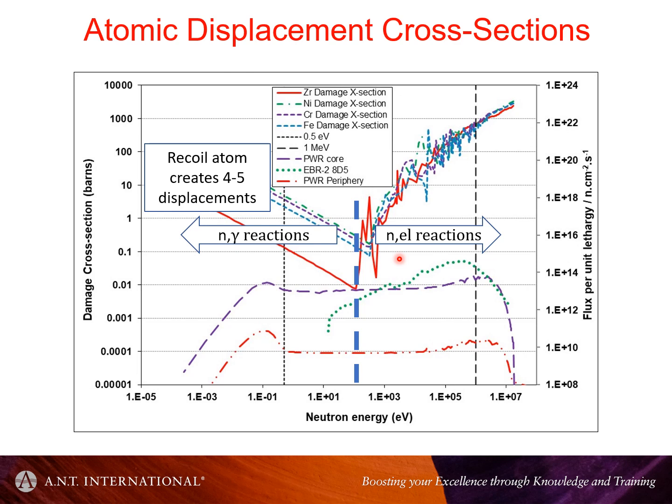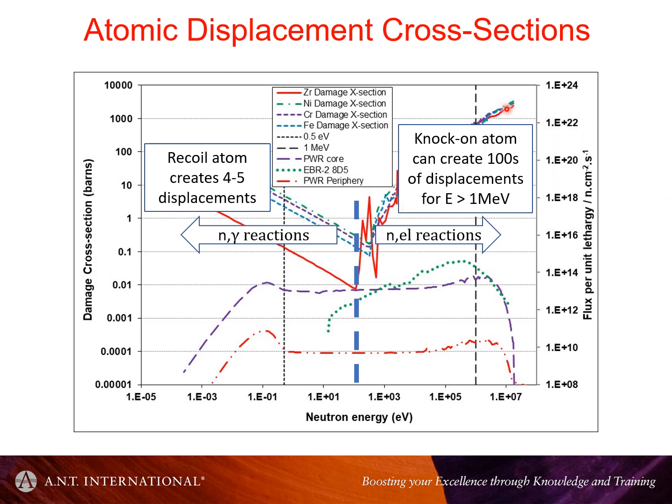So even though any given reaction only produces a few displacements, the cross-section is still comparable to most of the mid-energy neutrons, elastic collisions that you get with mid-energy neutrons. But once you get high-energy neutrons, such as 1 MeV neutrons, there can be hundreds of atoms displaced in the cascade, of course, depending on each particular interaction.